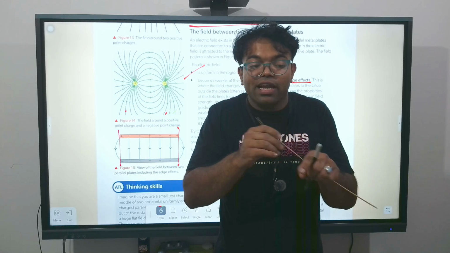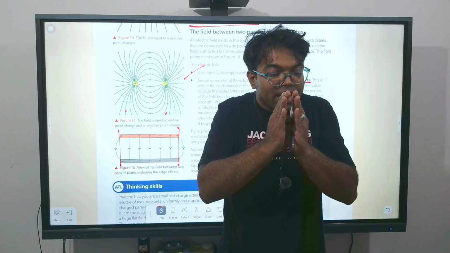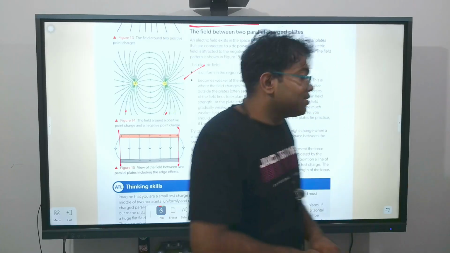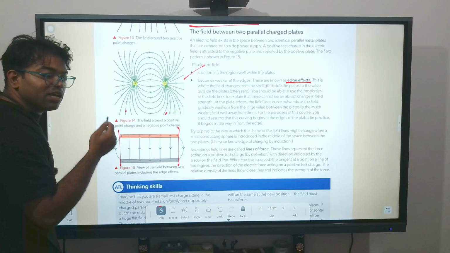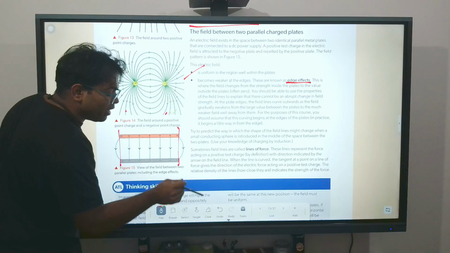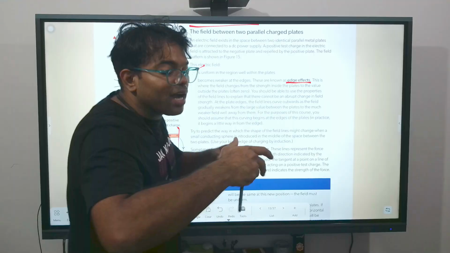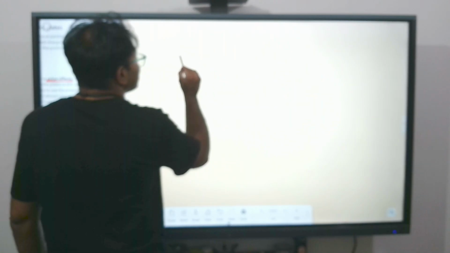Because if the field lines are not concentrated in a particular region and they are allowed to spread out, the electric field weakens. So what happened? When the electric field lines were between the edges, they were close to each other. But as soon as the edge arrived, what happens? The field lines started to spread out, and it will actually look something like this.